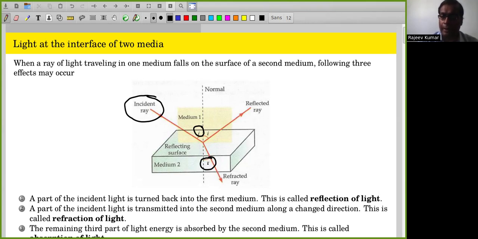And there is also a very small part of light which may get absorbed by the medium, that is called absorption of light. So these three phenomena, that is reflection of light, refraction of light, and absorption of light, are the three parts shown here in the diagram.